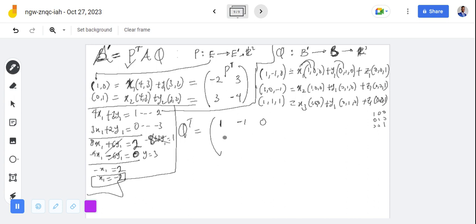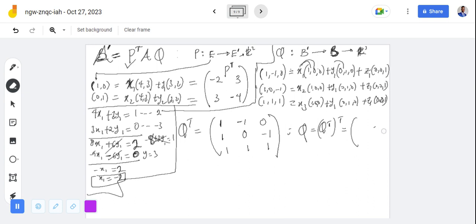Do the same thing for this one. You still have your X1 equal to 1, you still have it as 0, you still have it as minus 1. If you do the same thing for the last one, you have 1, 1, 1. So this is my Q transpose. So what's now going to be my Q itself? I need Q. Q is equal to the transpose of Q transpose, and that is simply, okay, this first column becomes my first row, this second column becomes my second row, and this third column here becomes my third row.